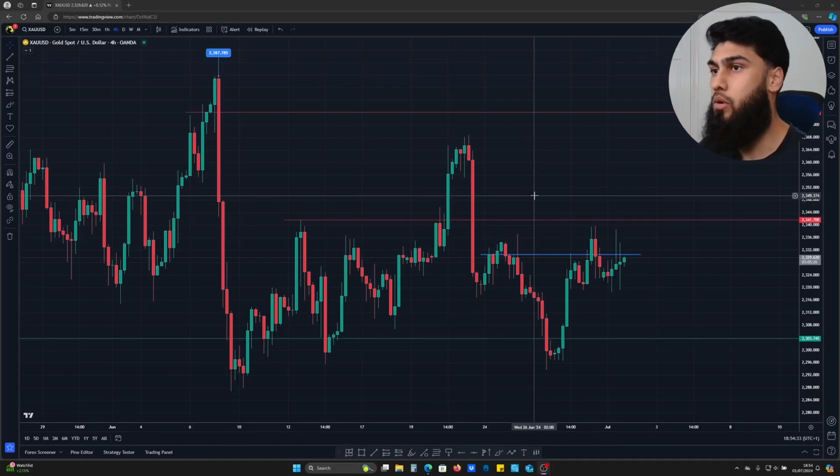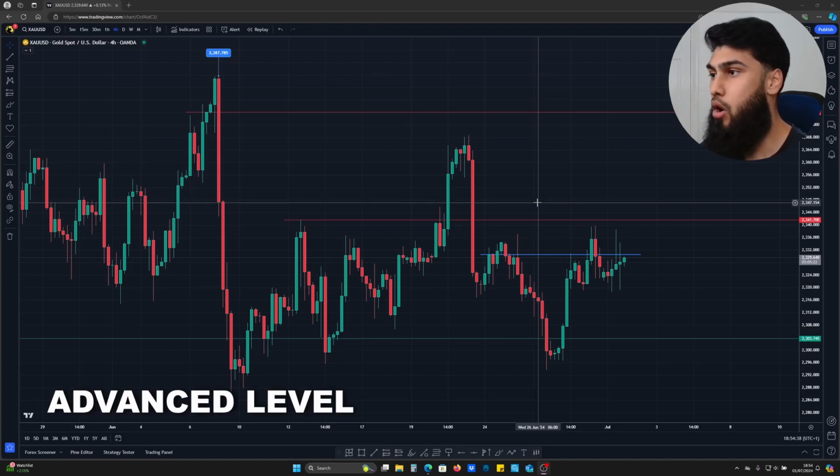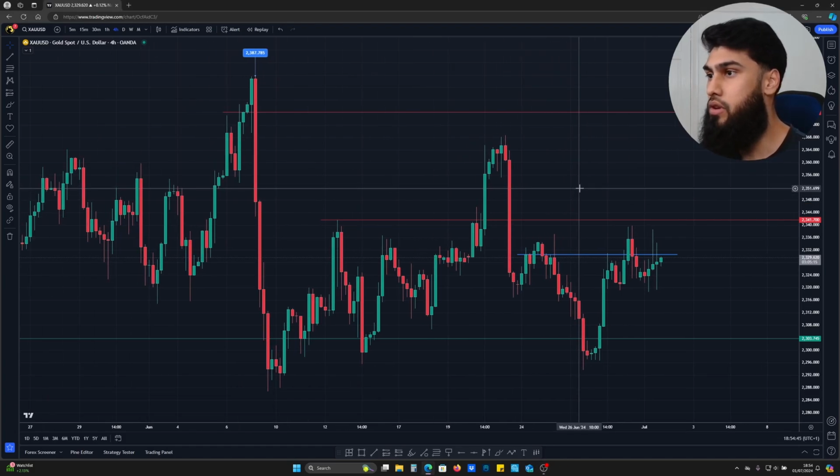This last example I'm going to give you is going to be on gold, and this is going to be more of an advanced example on top down analysis. So I'd recommend for you guys to start implementing this advanced example once you've got the hang of the top down analysis of the basic 2 examples I gave you to begin with.